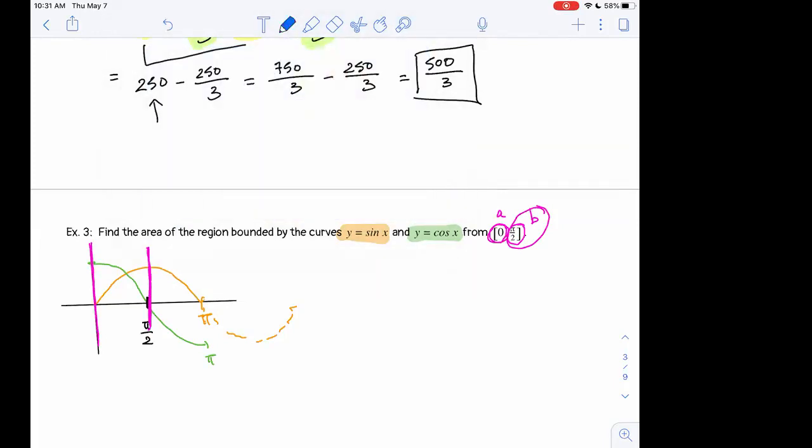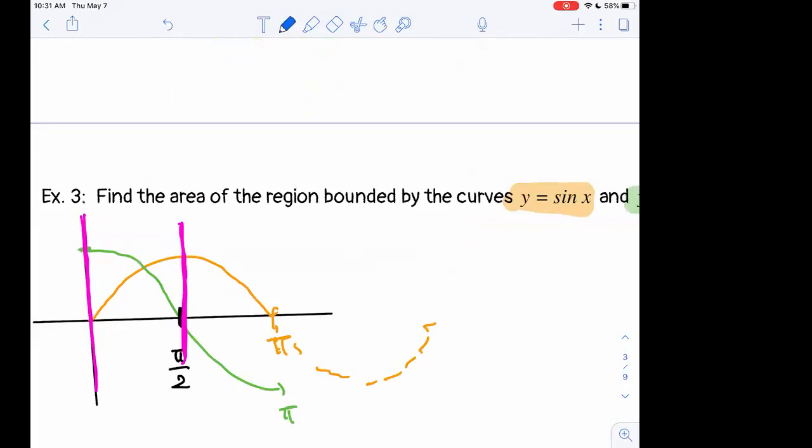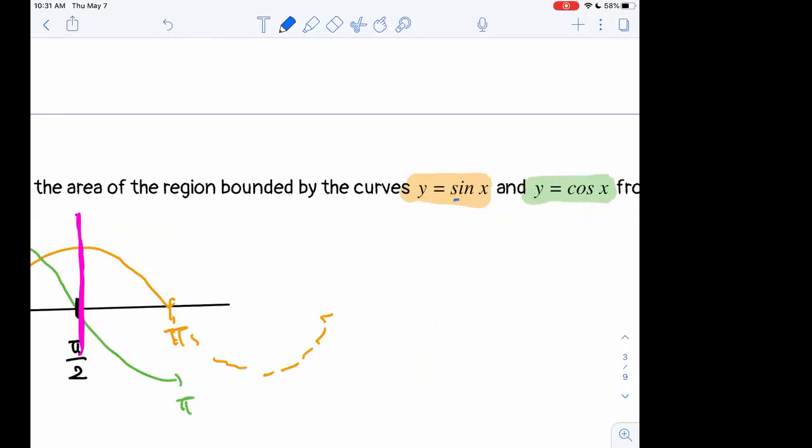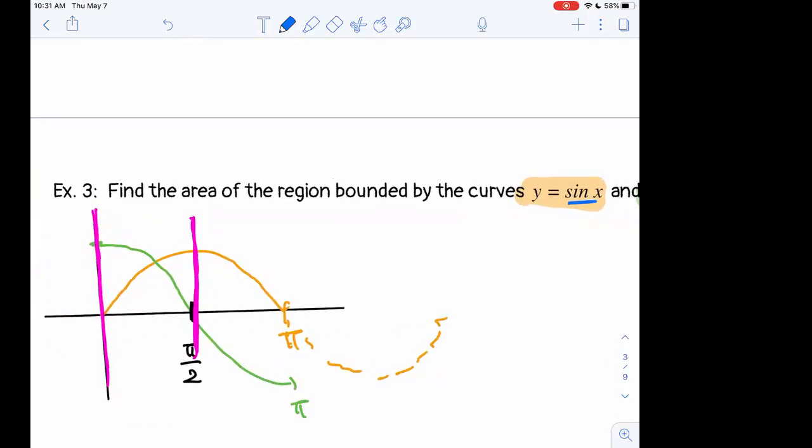Then let's think about our rectangles. When I'm drawing the rectangles, if I look at my equations and it's already in terms of x, like I have sine x and cosine x, your best bet is to try the vertical rectangles first. If I do the vertical rectangles here, top curve is the green one, bottom curve is the orange one. Does that second blue rectangle have the same top curve and bottom curve as the first one?